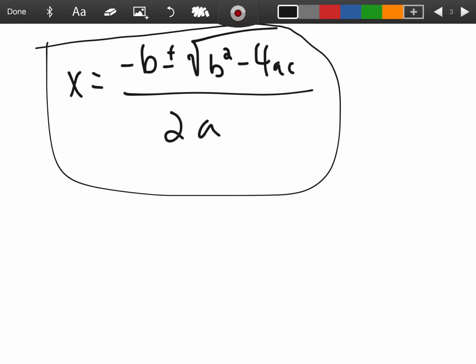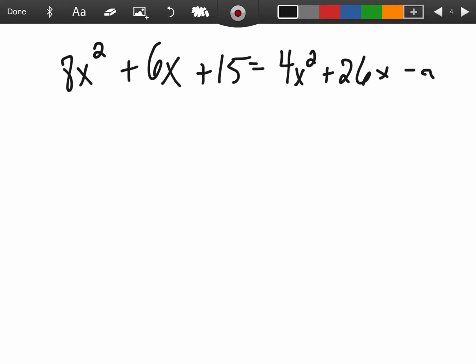But the quadratic formula is x, and I'll sing this. I'll even sing this for you guys to the tune of Pop Goes the Weasel. It's x is equal to negative b plus or minus the square root of b squared minus 4ac all over 2a. All right, so singing that tune in your head might help you to remember it.